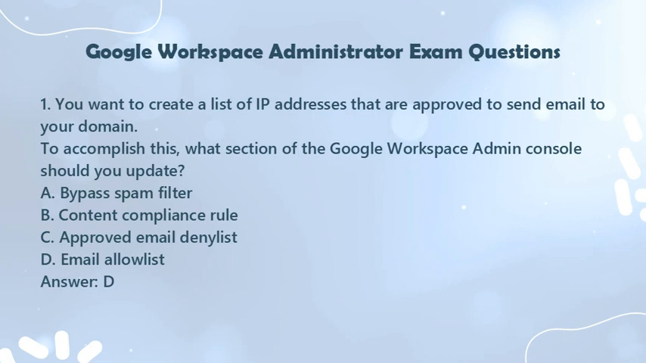1. You want to create a list of IP addresses that are approved to send email to your domain. To accomplish this, what section of the Google Workspace Admin Console should you update? A. Bypass spam filter. B. Content compliance rule. C. Approved email deny list. D. Email allow list. Answer: D.